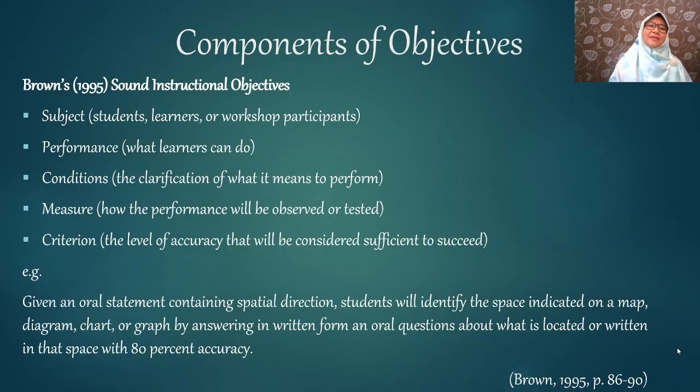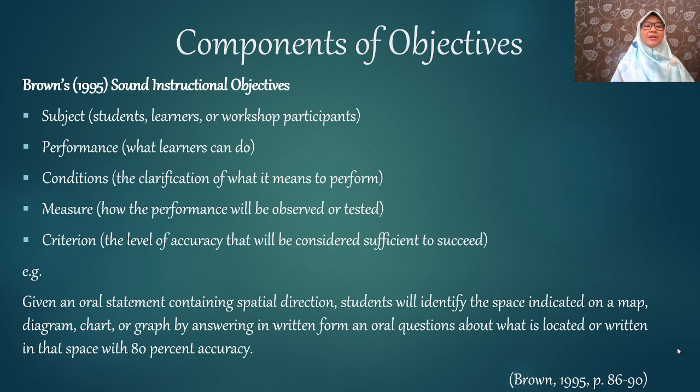Let's see another set of components of objectives that Brown calls sound instructional objectives. There are five components that Brown suggested. The first is subject, second performance, third condition, fourth measure, and the last criterion. When we see these components, they are actually similar to Mager's, but the difference is that Brown adds subject and measure.